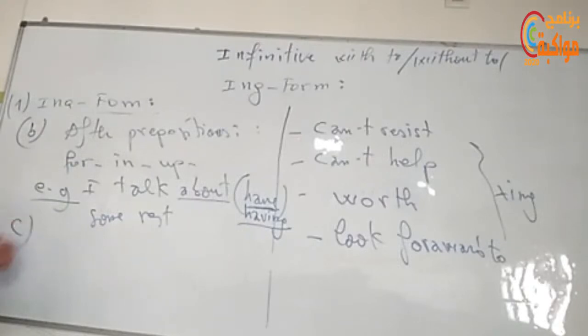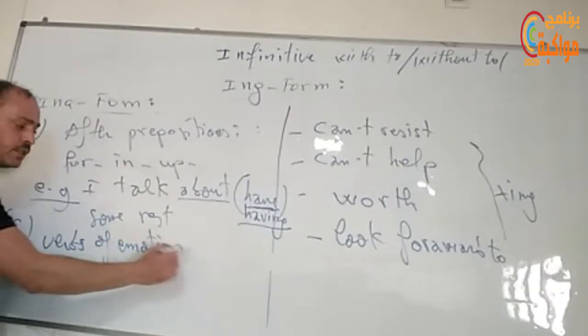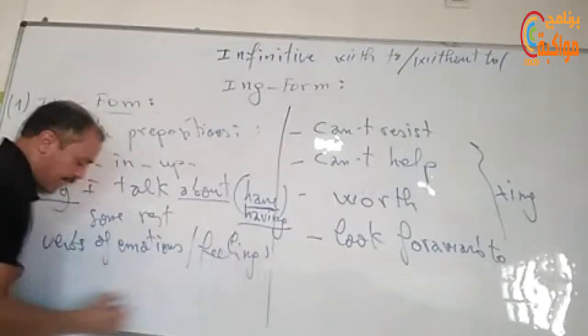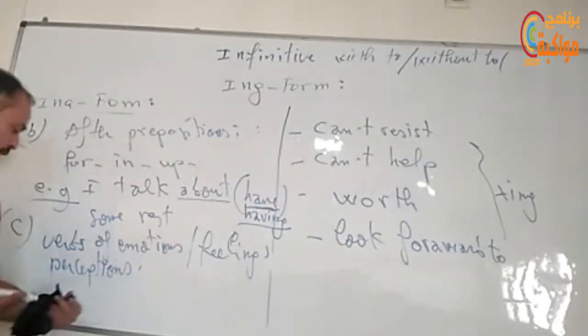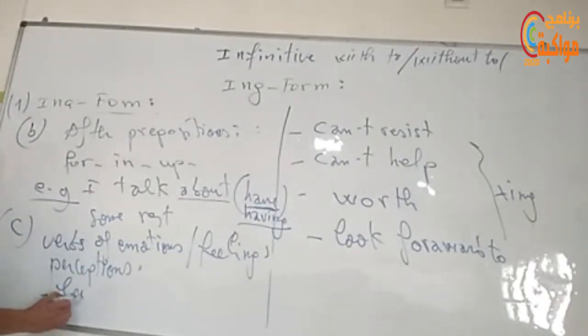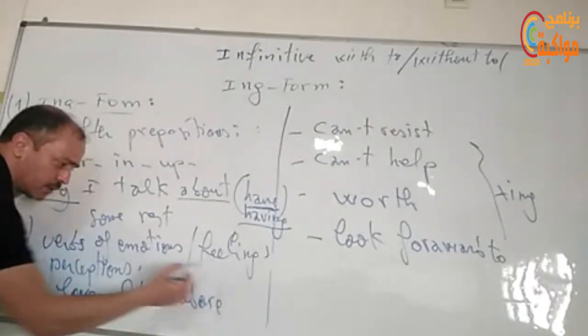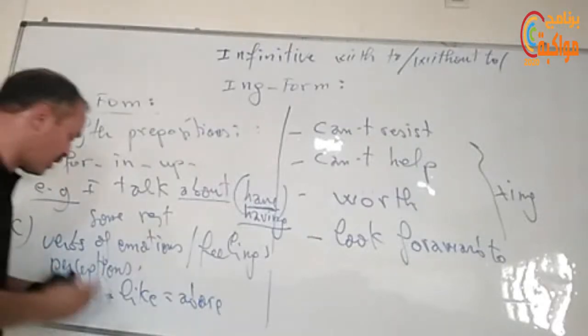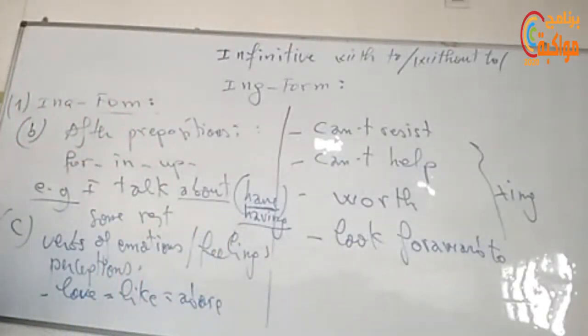And the third use of the ing form. Listen to me. I don't want you really to take this by heart, so try to understand things. For example, we use it after verbs of emotions, feelings, and perceptions. What is meant by verbs of emotions, feelings, perception? You know them. Here, love, like, adore. I love playing tennis. I like watching football matches. I adore getting up early, but I don't think that you adore getting up early.